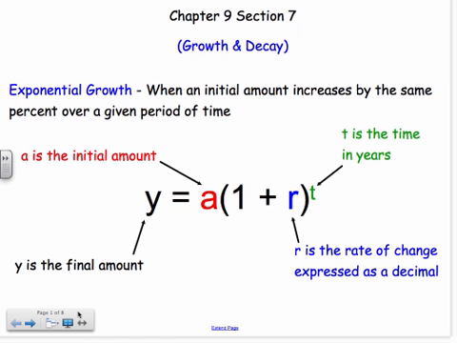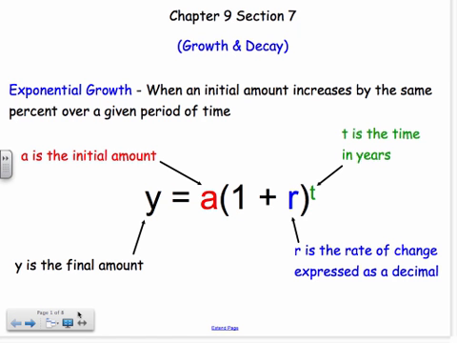It'll be given as a percentage. And then t is always in years. So for example, if it gives you months, put that months out of 12. Like if it said 6 months, 6 out of 12 for 0.5. So just be careful with that. We'll see some examples here.